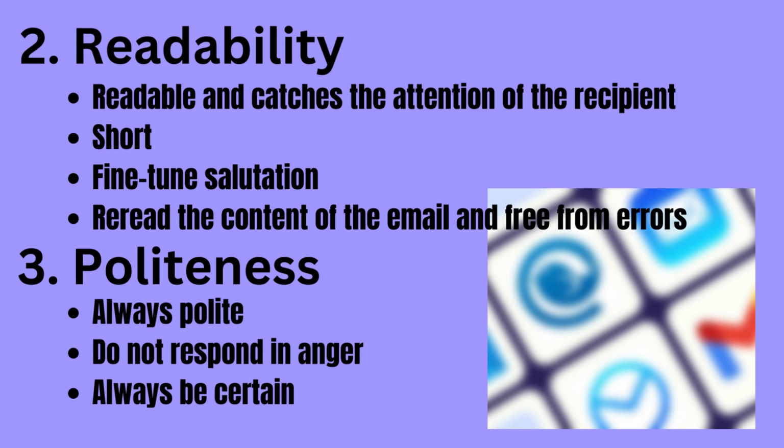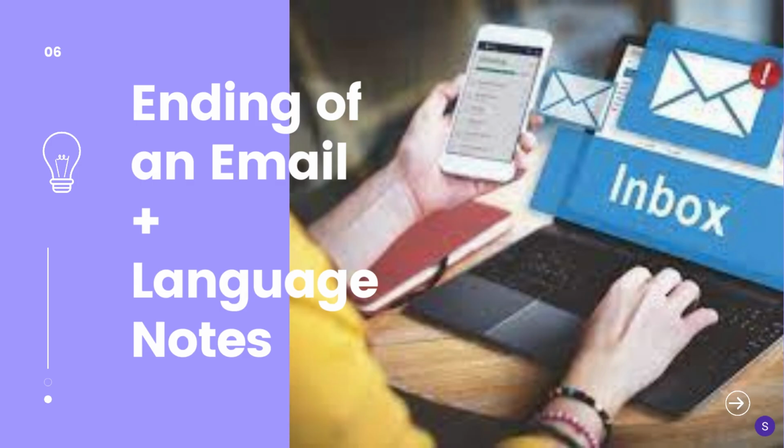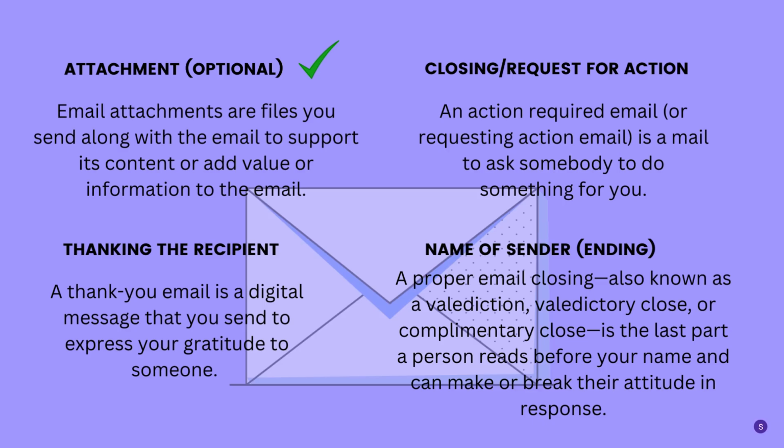And lastly, we must always be certain as to which messages are best sent through email. This is because email is void of auditory and visual cues, which can be easily misinterpreted. The ending of an email usually consists of at least 3 items, which are request for action, thanking the recipient and the name of sender, and inclusion of attachment is optional.